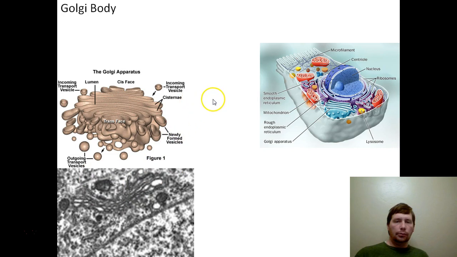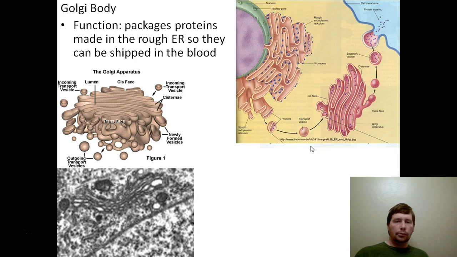Now, the function of the Golgi body: you always find the Golgi body usually hanging out really close to the rough ER, because the function of the Golgi body and the rough ER are very closely related. What the Golgi body does is it packages proteins that are made in the rough ER so they can be shipped in the blood.